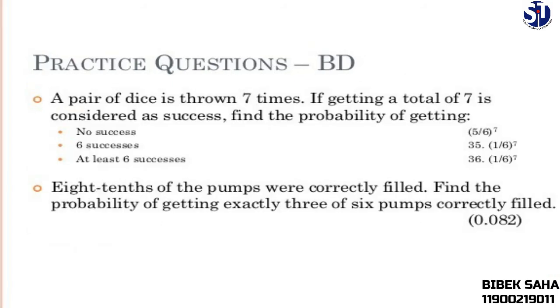Next question. A pair of dice is thrown 7 times. If getting a total of 7 is considered as a success, find the probability of getting first, no success; second, 6 successes; and third, at least 6 successes. Another question: 8 out of 10 of the forms were correctly filled. Find the probability of getting exactly 3 of 6 forms correctly filled.